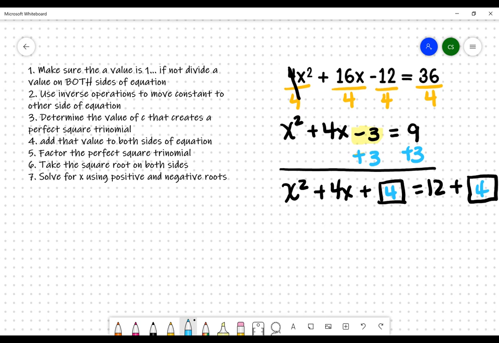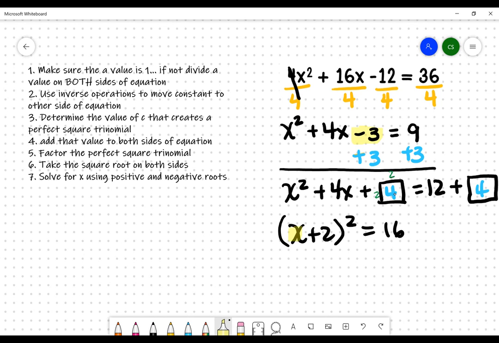All right. Now I need to factor my perfect square trinomial. Well, I know that both of these have a side of 2, of x plus 2. So x plus 2 squared is my factor. It's me factoring that perfect square trinomial. And 12 plus 4 is 16.